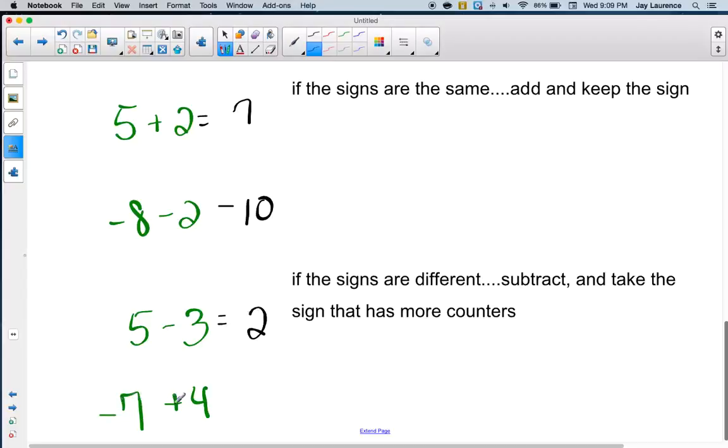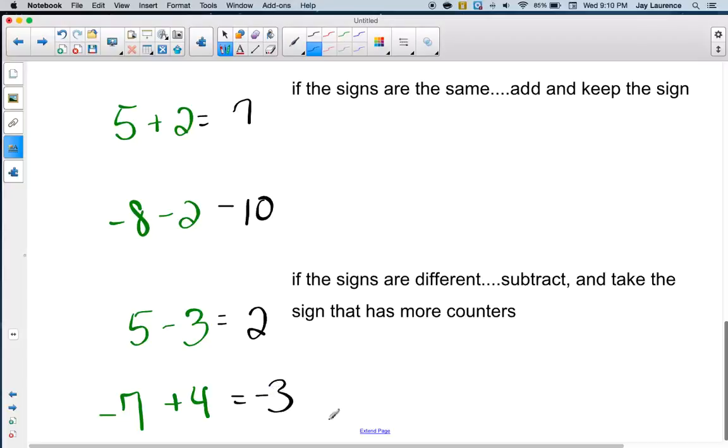Let's check this one out. The signs are different, negative 7 and a positive 4. I'm going to subtract 7 minus 4 is 3. Now, what kind of 3 will it be? Well, aren't there more negatives? There are 7 negatives. There are 4 positives. Therefore, I take the sign that has more counters. So if the signs are different, subtract and take the sign that has more counters.